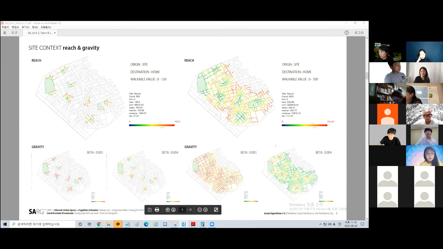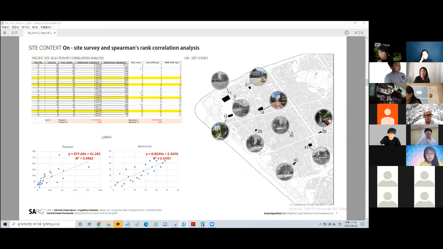And those were the whole process of using NNA tools. And then we also made an on-site survey to prove whether the analysis tool fits real life. We counted the actual pedestrian number at 45 different locations in Mangwon-dong, Seoul, and compared it with our calculated data. The correlation between on-site and NNA tool was close to 70%, which means NNA tool is quite accurate for this area.